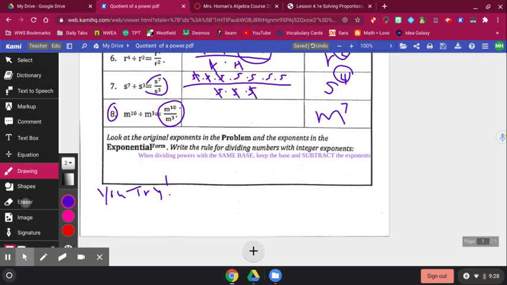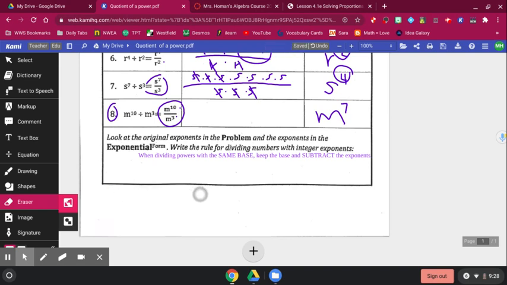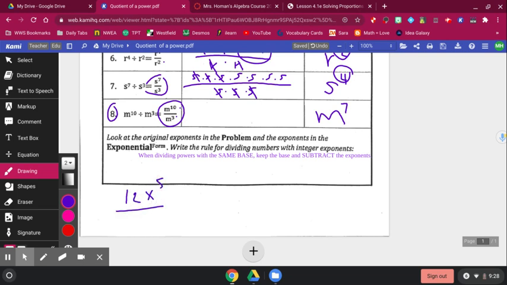I'm going to erase this because I'd like to try an example with a coefficient. So let's try 12x to the 5th over 6x to the 3rd. Go ahead and pause the video and you try it.